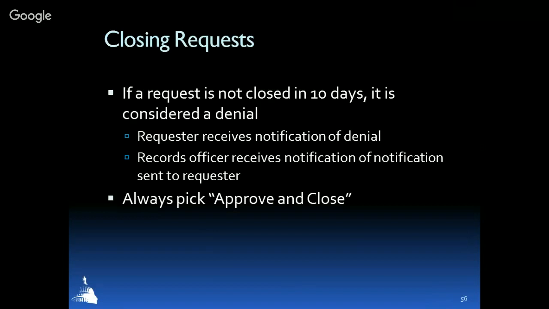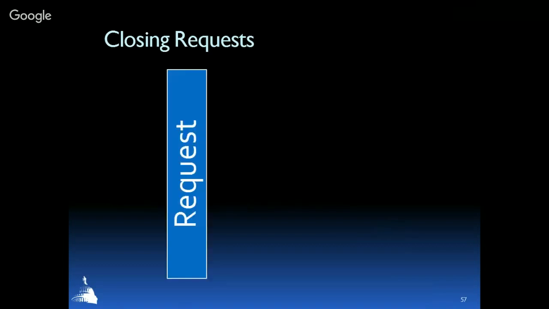When you close, if a request isn't closed in 10 days, then our system considers it a denial, and then it sends out a message that says your request has been denied. And of course, that gets confusing if you've already answered the request but clicked approve and not approve and close, because then people get denials when it's not really a denial. That's why we say always pick approve and close. And I will explain how it works.